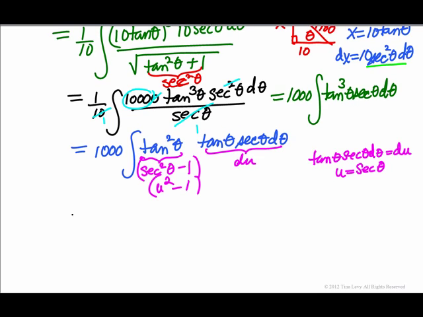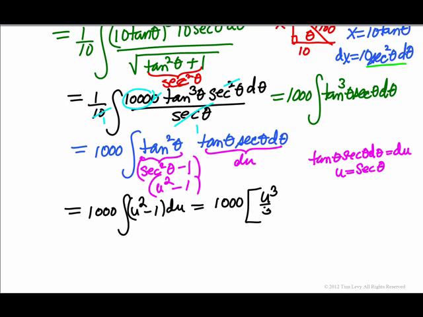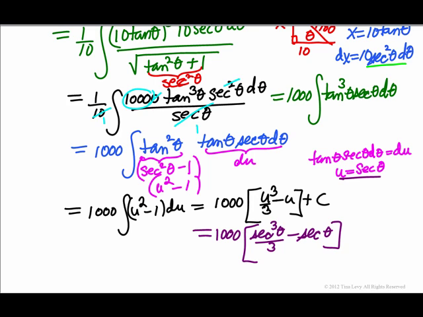So working this out, I have 1,000 u squared minus 1 du, which is 1,000 u cubed over 3 minus u plus a constant. So now I'm going to replace u, which is secant theta, and I have 1,000 secant cubed theta over 3 minus secant theta plus a constant. But I have one more step. I have to get back to x.